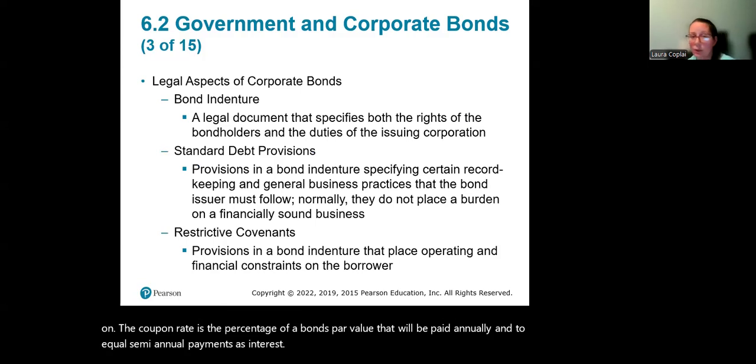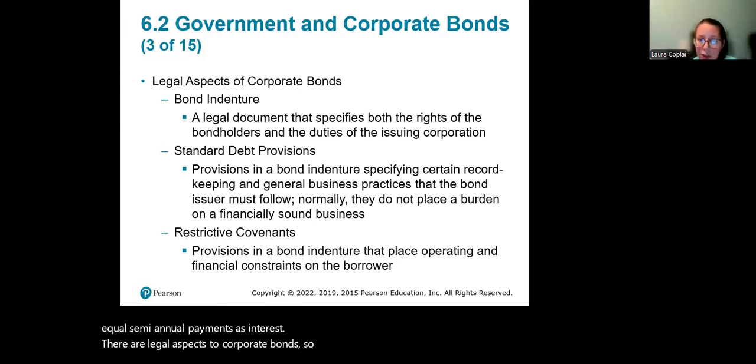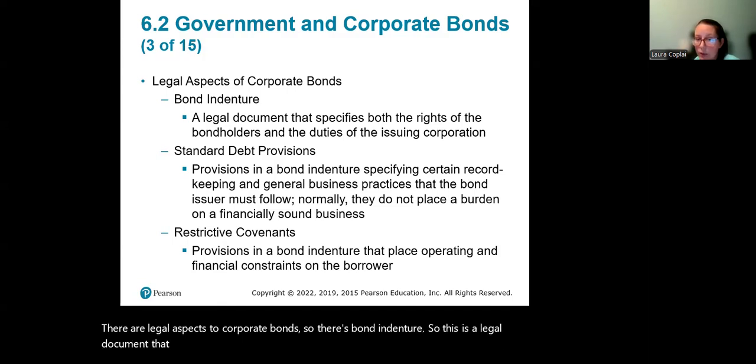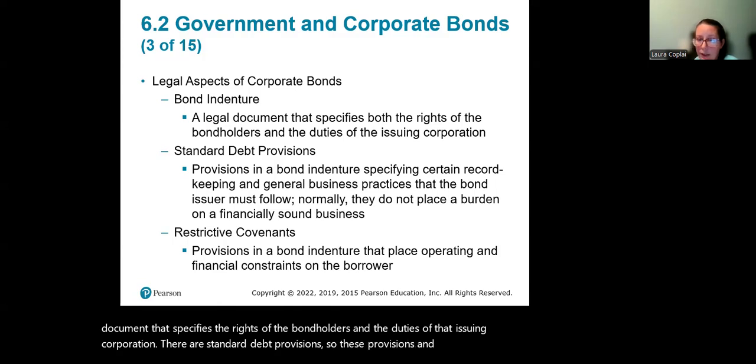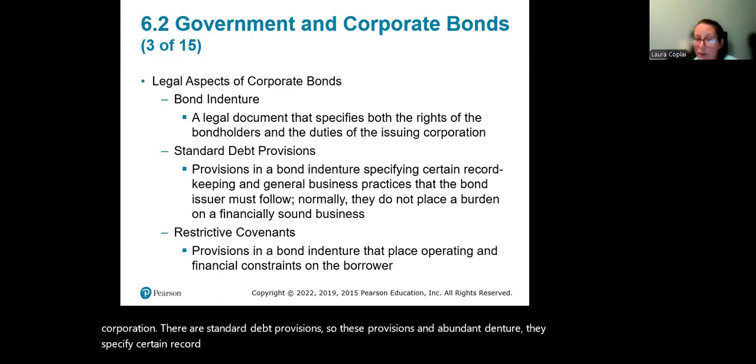There are legal aspects to corporate bonds. So there's the bond indenture. This is a legal document that specifies the rights of the bondholders and the duties of the issuing corporation. There are standard debt provisions. These provisions in a bond indenture specify certain record keeping and general business practices that the issuer has to follow. They cannot place a burden on a financially sound business.